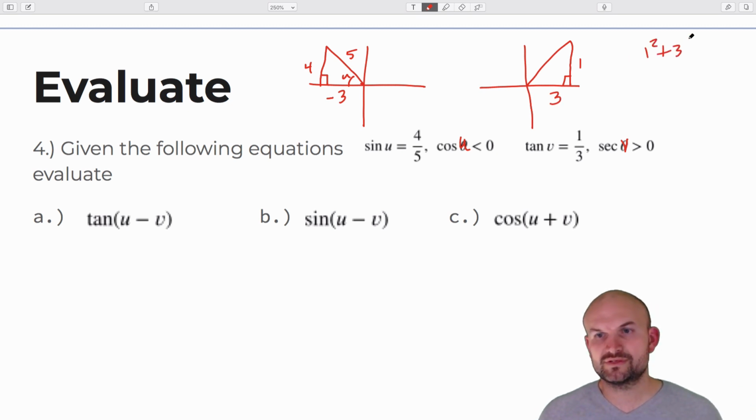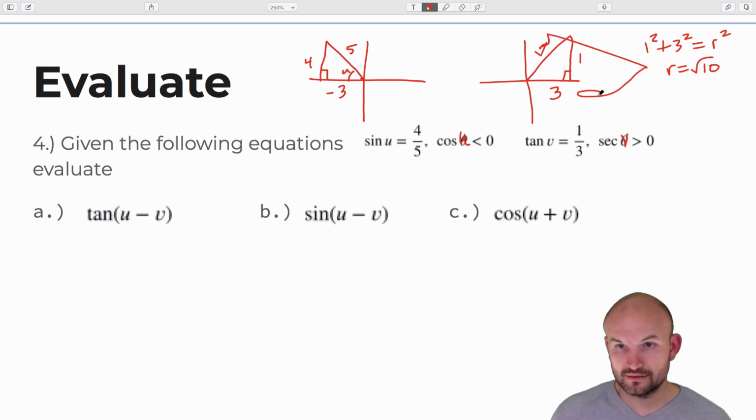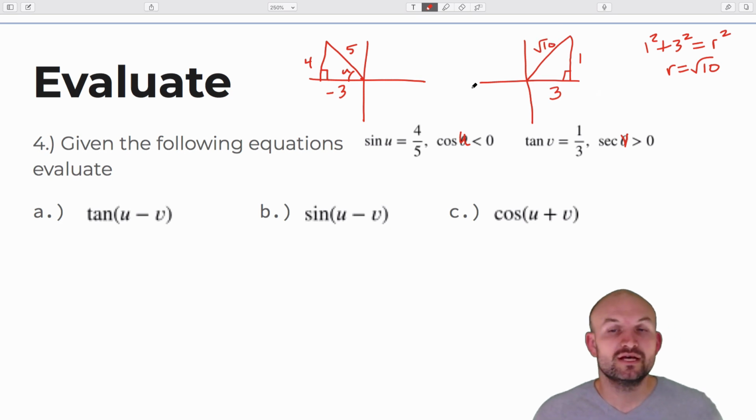1 squared plus 3 squared is going to equal 10 squared. Or I'm sorry, let's just put c squared. Or do r squared, right? So we can say r is going to equal the square root of 10. Okay, so based on these two triangles now we can evaluate, right?